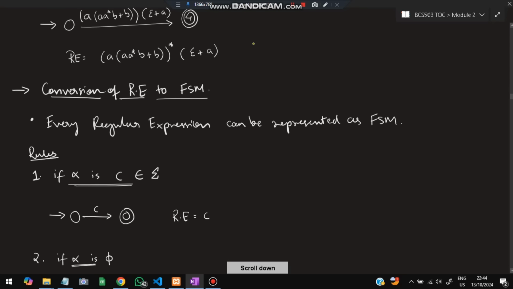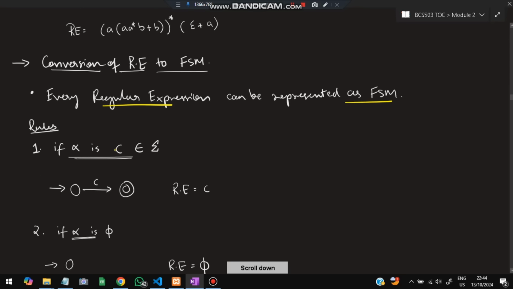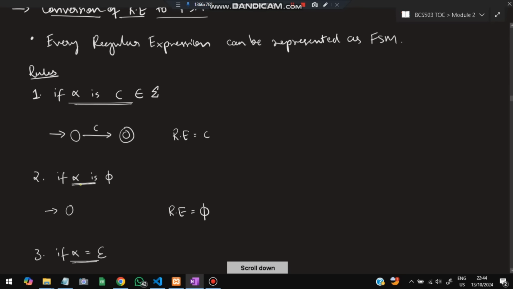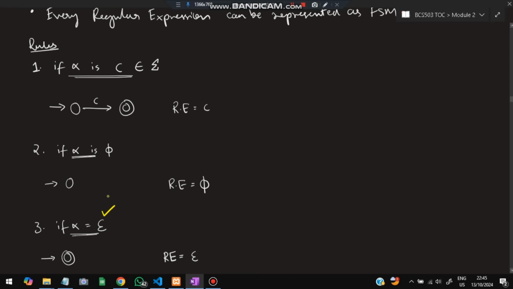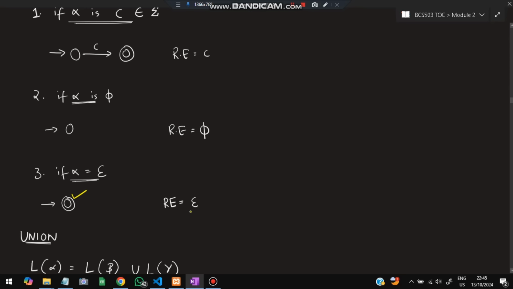Next one. Till now we considered FSM to RE. Now we will consider the reverse of it, which is RE to FSM. Every regular expression can be represented as an FSM. There are a few rules which you need to remember. If alpha is C, belonging to the alphabet set, then the diagram will be as follows: only C is present, with a start state and a final state, and the regular expression is C. If alpha is null, there will be no final state, only a starting state, and our regular expression will also be null. If it is epsilon, the starting state itself is the final state, and the regular expression is epsilon.